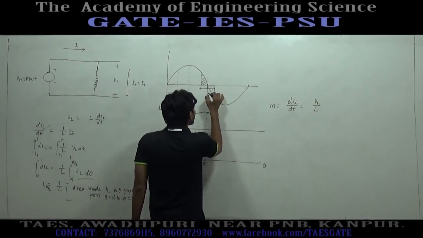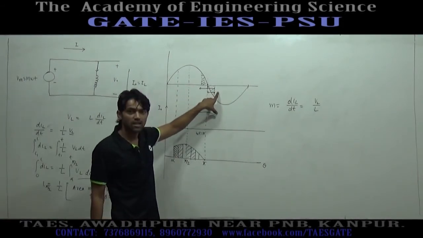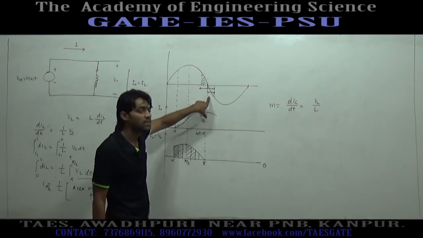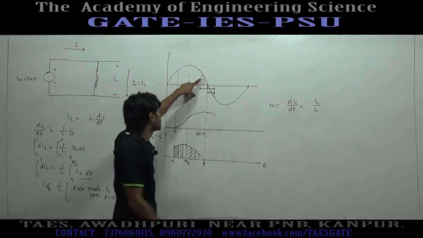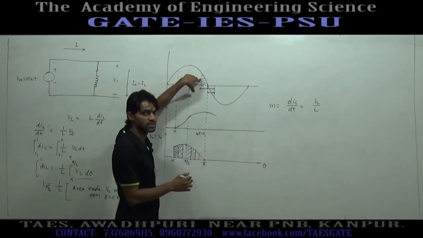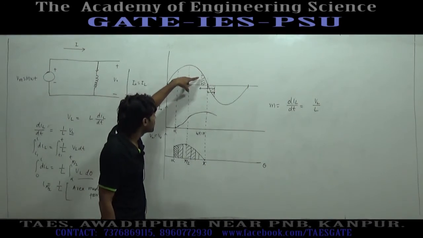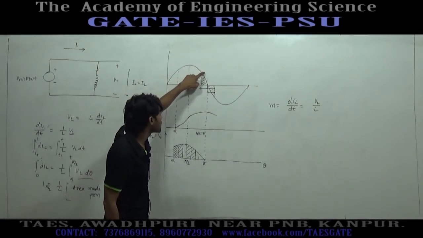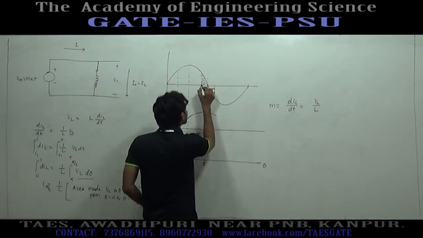In this interval, since the area made by the voltage graph is negative, the current will decrease. In this interval the area made by the voltage graph is positive, so the current will increase. Now since the two areas are the same, the increase in current in this interval is equal to the decrease in current in this interval.